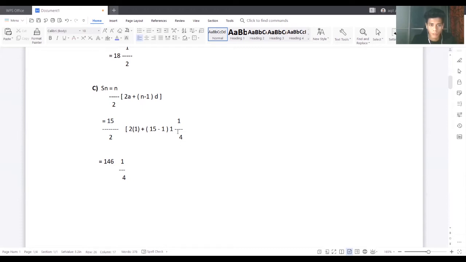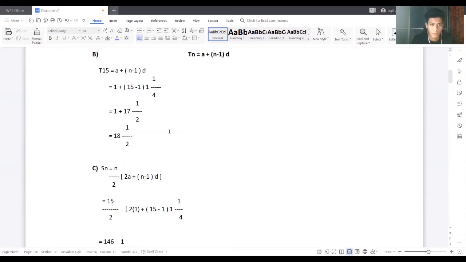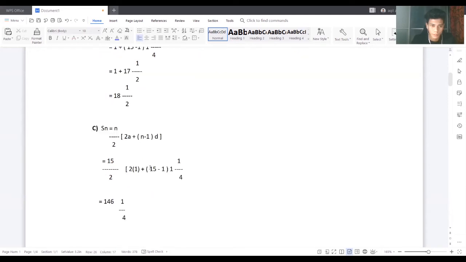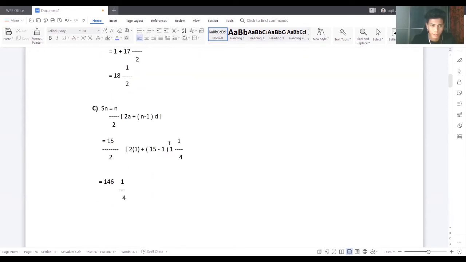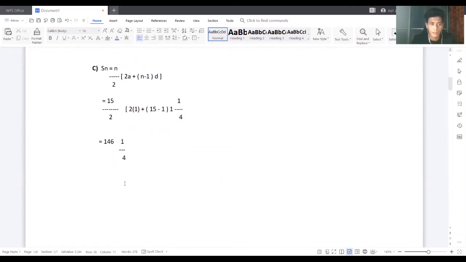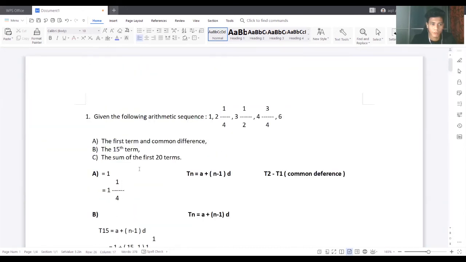The reason why 1/4 is here is because the formula uses the common difference, which is similar to the previous question, question B. That is why 1/4 is here, because of the common difference. And then simplify it, and the answer will be 146 1/4. That is it for question 1.